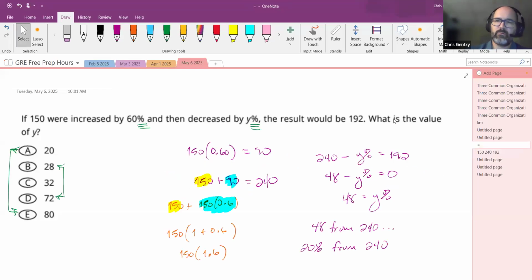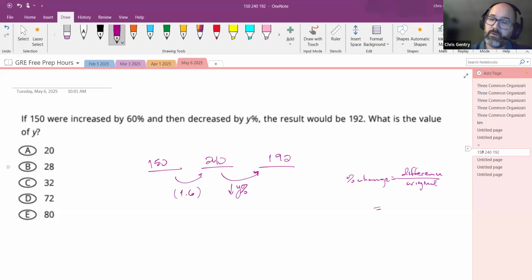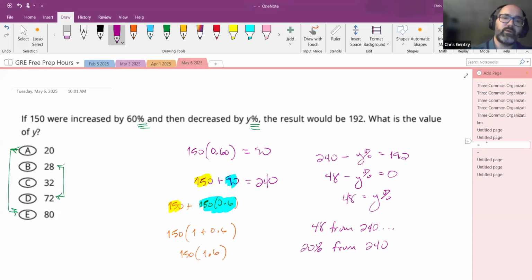And in your method, when you did the 240 minus the 192, you were getting the difference. And so you had 48 as your difference. And then looking at 48 from 240 and saying that's 20%, that's your 48, your difference, divided by the original, and then multiply by 100% to convert it into a percentage. So here you could say 48 over 240. Realize that's 0.2, which is the same thing as 20%. Either way, we end up with A.